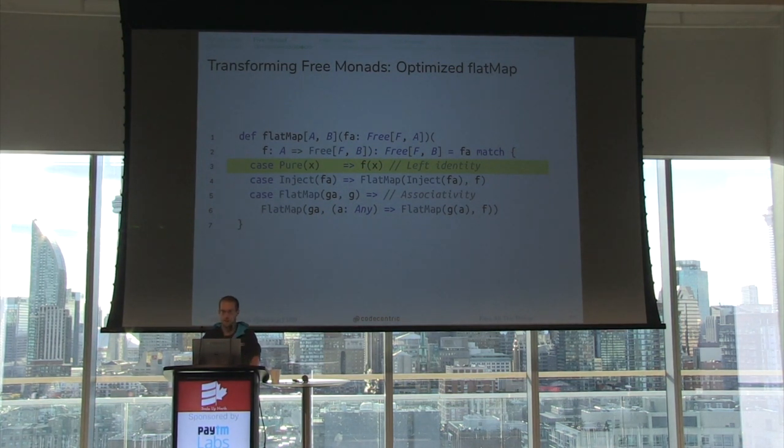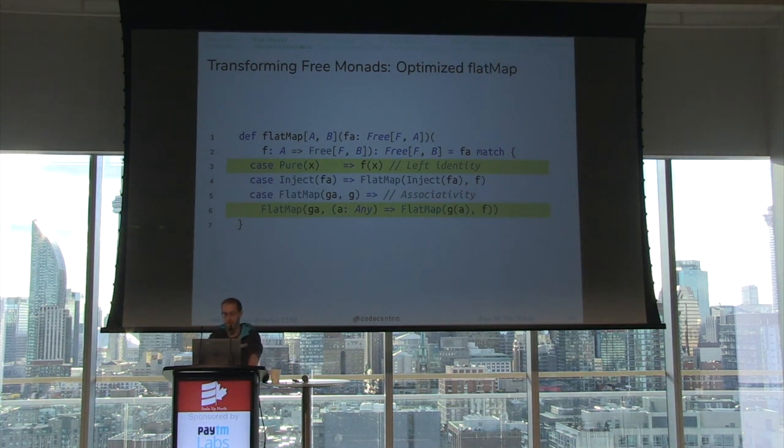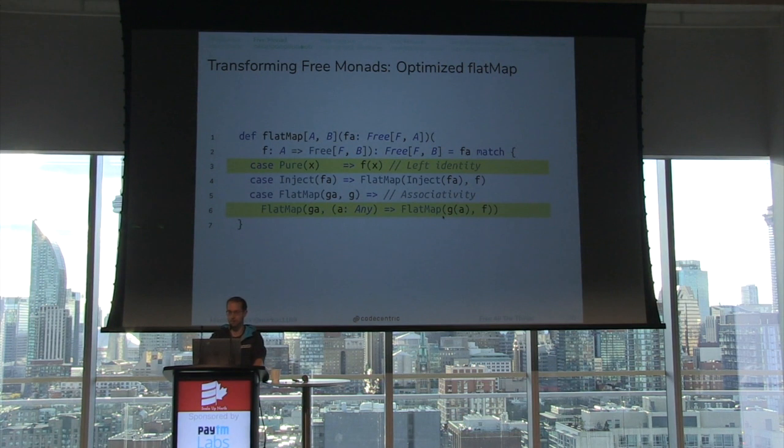With the inject case, we can do nothing smart here. We just do the same thing. And with the flat map case, we can check whether we are flat mapping over a flat map. And according to associativity, we can just transform this into an inner flat map. So we just capture this as a function that then returns an inner flat map node. And again, according to the laws, we didn't change anything about the program.